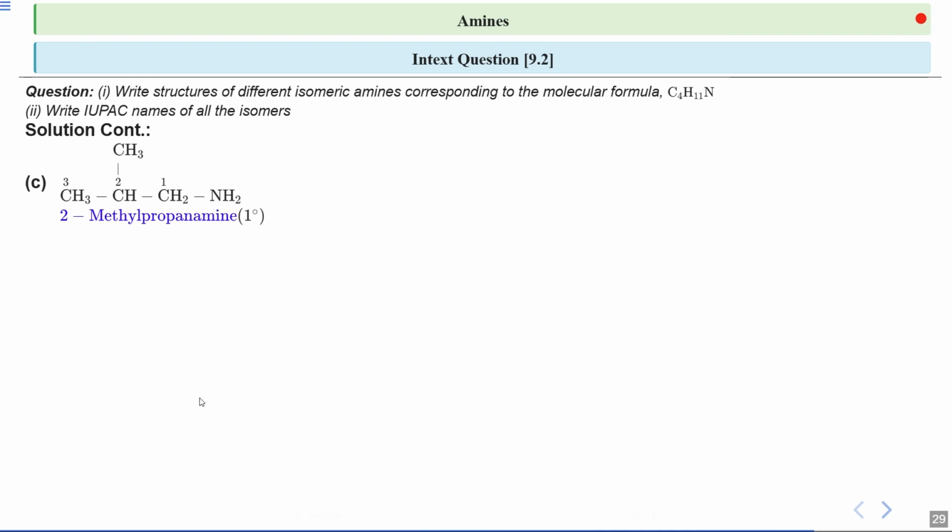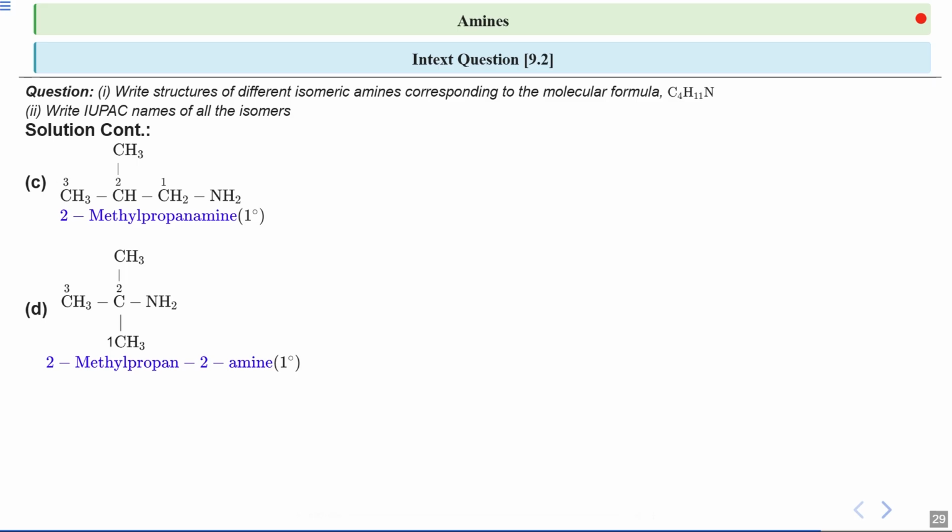Next, now if you see over here, this is another isomer of C4H11N. First, how we will do the IUPAC name: I have taken this as the carbon chain. So 1, 2, 3. On second carbon, a methyl group is attached, and on first carbon, NH2 group is attached. So the name will be 2-methylpropanamine. E will be replaced by amine, and this is also a primary amine because this nitrogen is bonded to 2 hydrogen and 1 carbon.